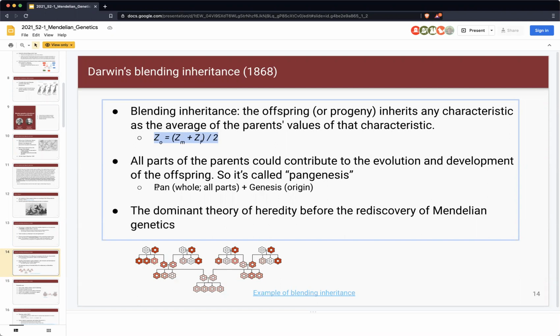His idea is that if you have some trait value, let's say weight, then your weight inheritance factors are collected from all of your body, then put into the male semen and developed in the mother's womb. This pangenesis and blending inheritance idea was the dominant theory of heredity before the discovery of Mendelian genetics.